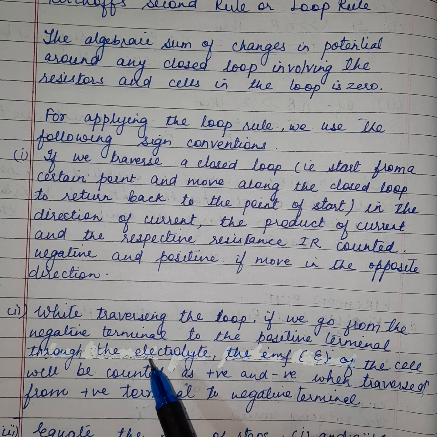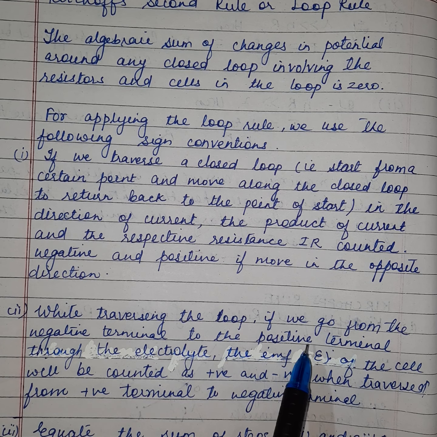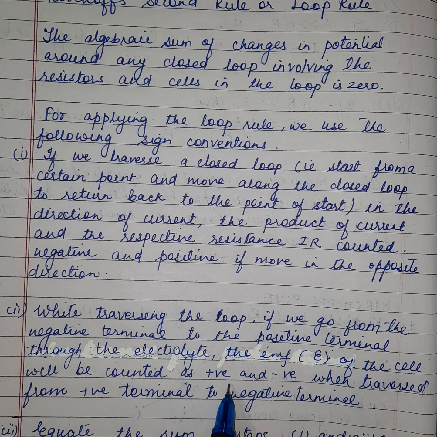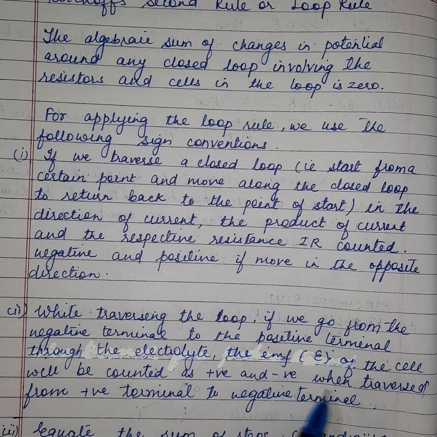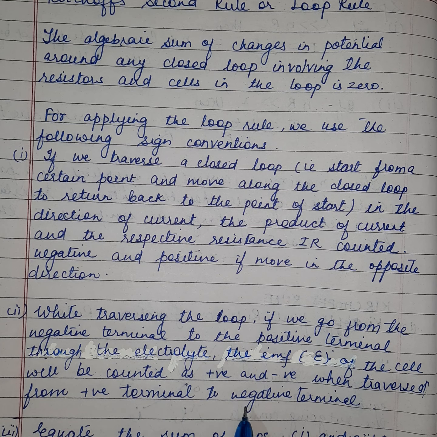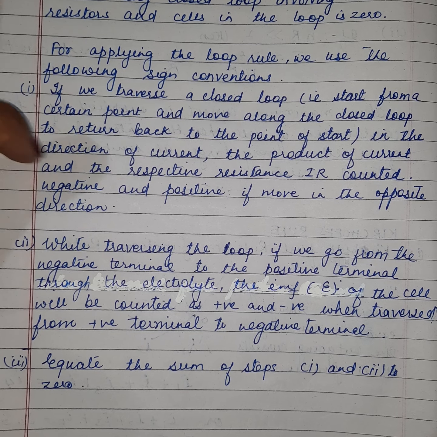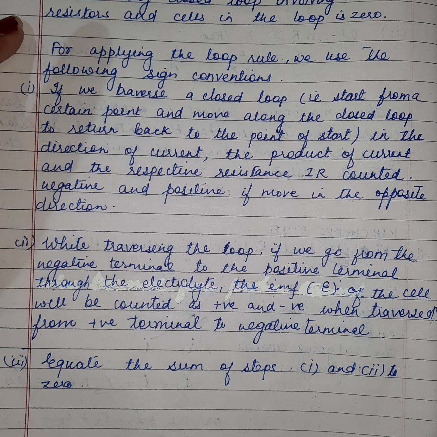The next rule is, while traversing the loop, if we go from the negative terminal to the positive terminal through the electrolyte, the EMF of the cell will be counted as positive, and negative when traversed from the positive terminal to the negative terminal. If we equate the sum of steps 1 and 2, we get a total of 0.